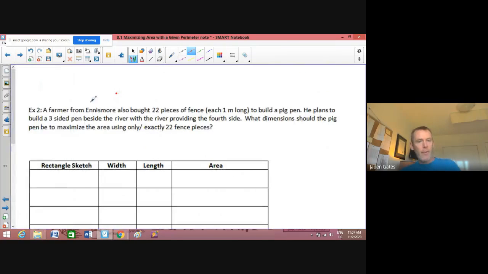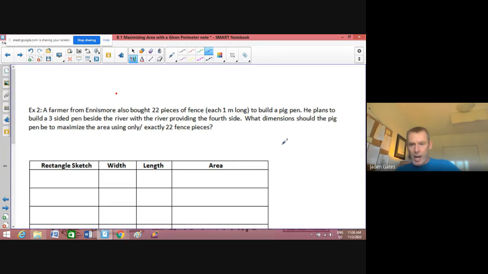So a farmer from Ennismore, which is around my area here, also bought 22 pieces of fence, each 1 meter long, to build a rectangular pen. All right, he plans to build a 3-sided pen beside the river, with the river providing the fourth side. And because pigs can't swim, they're not going to cross that. So what dimension should the pig pen be to maximize the area using only 22 pieces?